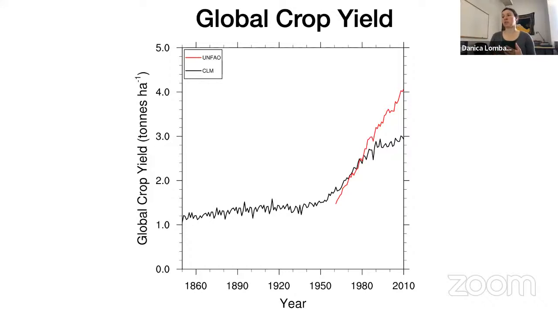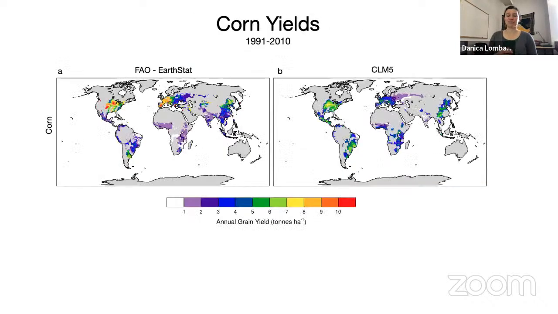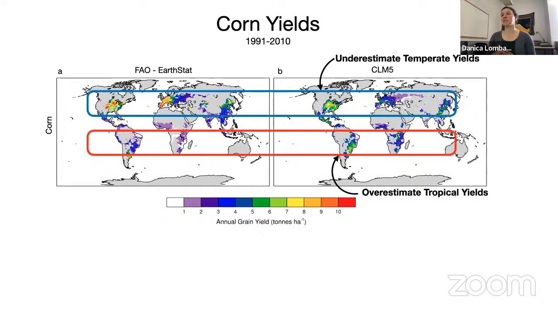And that's because we don't include processes related to agricultural intensification, technological advances, planting advances, things like that. I'll also just highlight really quickly corn yields compared to an FAO EarthStat data set that we put together. And this is probably the crop that we do the worst on in terms of looking at spatial patterns of yield. And I want to highlight two things. One is that corn yields are underestimated in temperate latitudes, and they're overestimated in tropical latitudes. So I'll stop there.